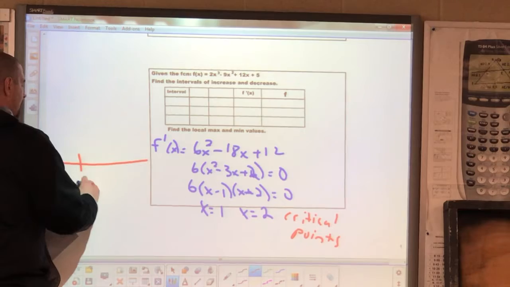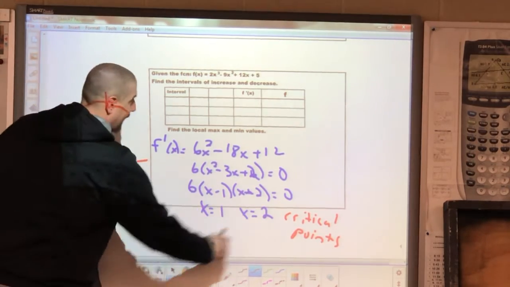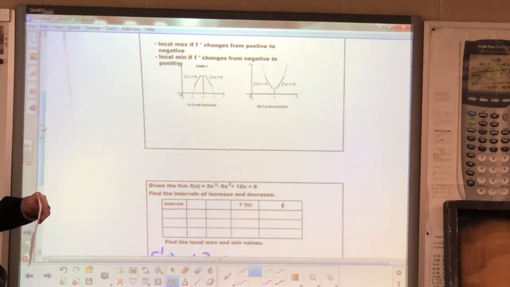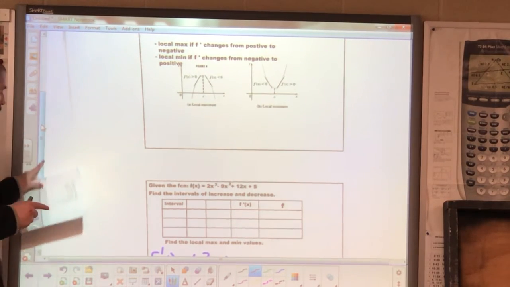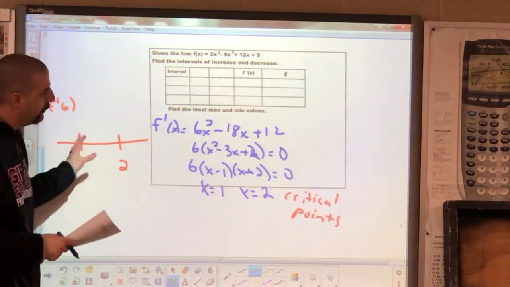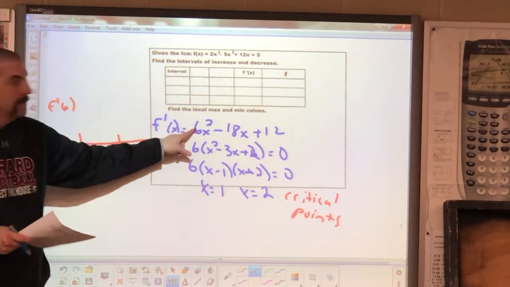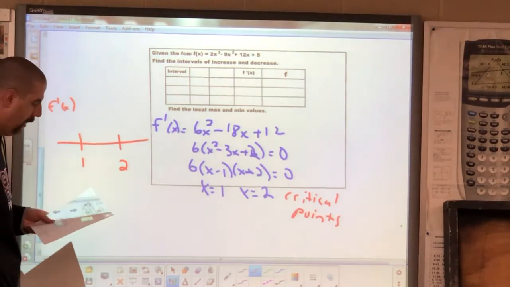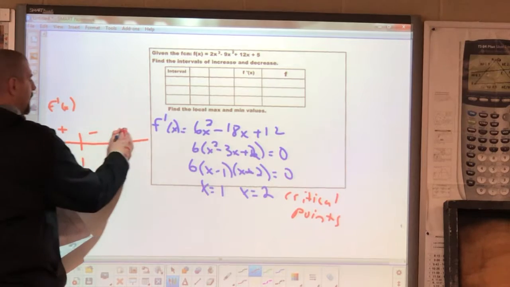All right, so here's how you do that. You make a sign analysis chart with those values. And again, we want to look at the slopes. What is slope? Derivative. Remember I told you to remember that. So we're going to plug into f prime. So go ahead and plug into f prime, see what you get. Here's f prime, see what sign analysis you get. All right, you should get positive, negative, positive.